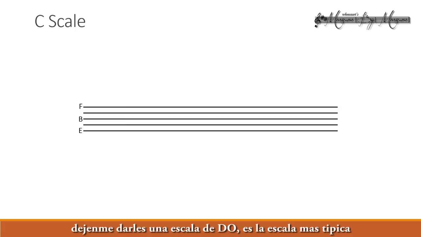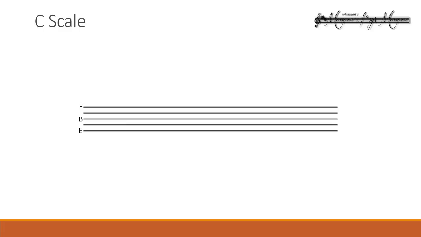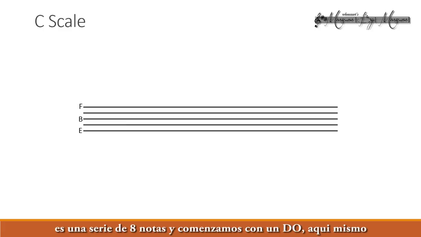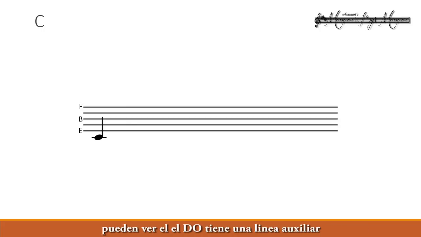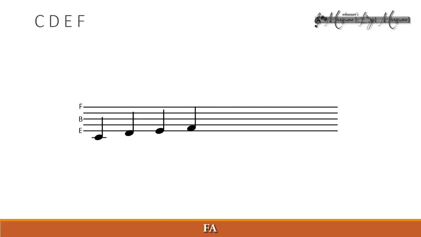So let me give you a C scale. This is the most typical scale, always played. It's just played on the white keys on a piano keyboard, and it's a series of 8 notes, and we start with a C right here. You can see that C has an auxiliary line because it goes below the staff. Then we have a D, E, F, G, A, B, and we go back to C.